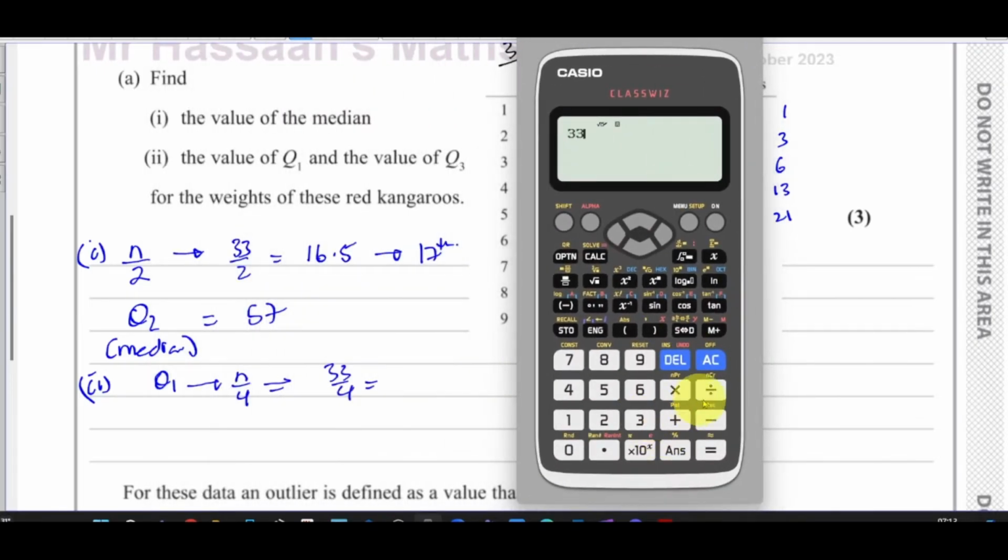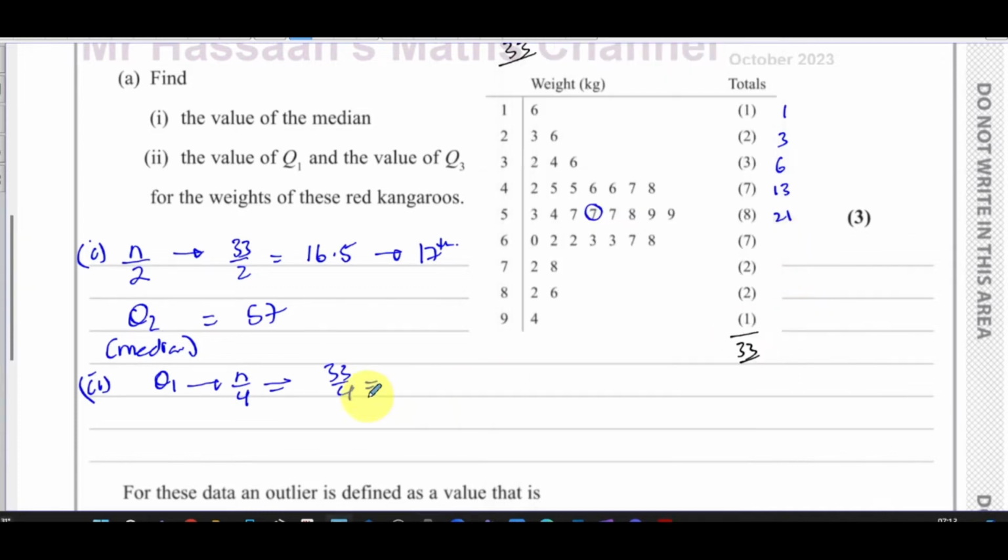So we have 33 divided by 4, which gives us 8.25. So even though it's less than 0.5, we always round up to the next term. That's going to be the 9th term. So we're looking for the 9th term.